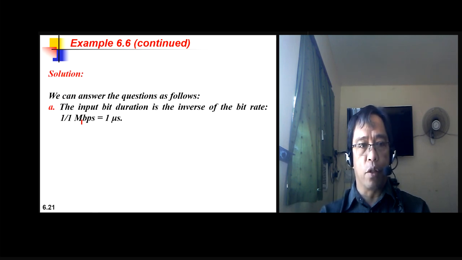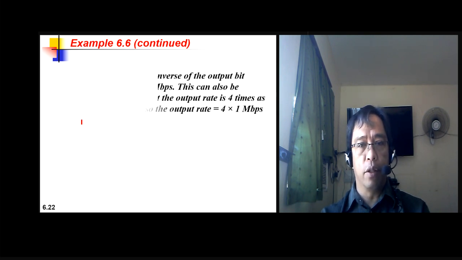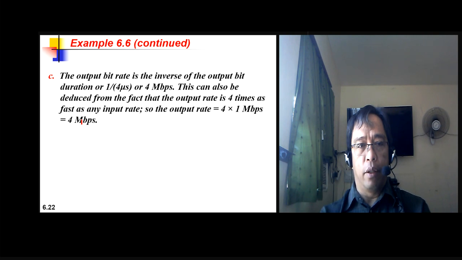We can answer the questions as follows. A, the input bit duration is the inverse of the bit rate: 1 over 1 Mbps equals 1 microsecond. Letter B, the output bit duration is 1/4 of the input bit duration, or 1/4 microsecond. Letter C, the output bit rate is the inverse of the output bit duration, or 1 over 1/4 microsecond, or 4 Mbps, or 4 megabit per second. This can also be deduced from the fact that the output rate is 4 times as fast as any input rate. So the output rate becomes 4 times 1 Mbps, or 4 megabit per second.